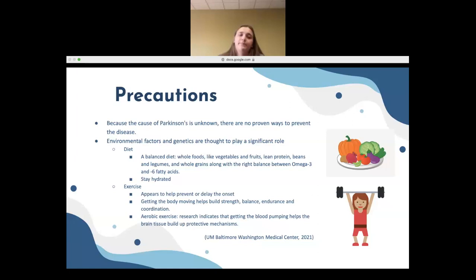And then exercise also plays a big role in this. So making sure that you are getting exercise in some form every day, getting the body moving and help build strength, endurance, balance, and coordination, since those are affected from the symptoms of Parkinson's disease. Aerobic exercise is popular within this diagnosis because research indicates that getting the blood pumping helps that brain tissue and build up protective mechanisms.